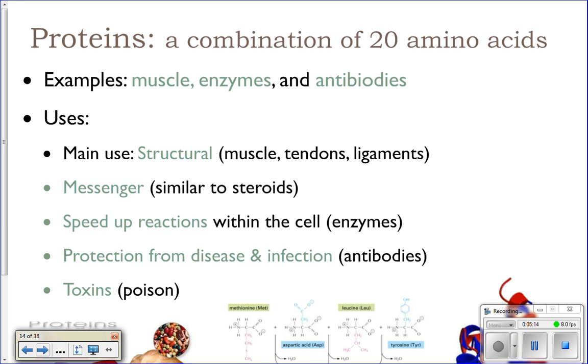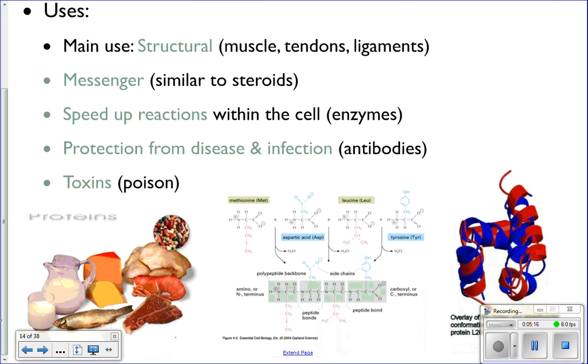They will also be enzymes, which will help to speed up reactions within the cell. Actually, without these proteins that are enzymes in your cells, stuff wouldn't happen fast enough in your cells for the cell to survive, and you would die. So the enzymes are critical.